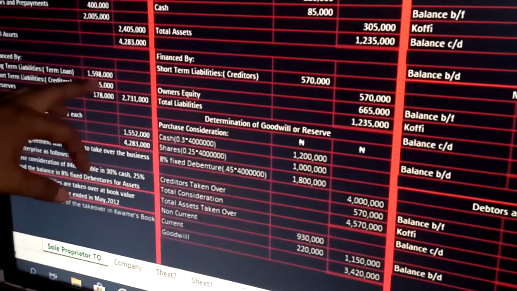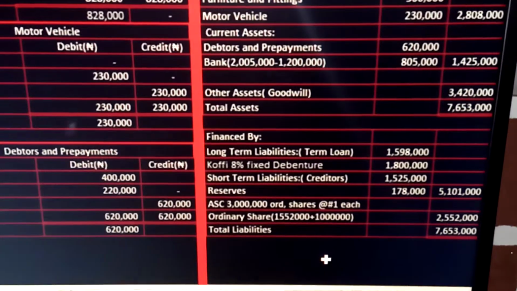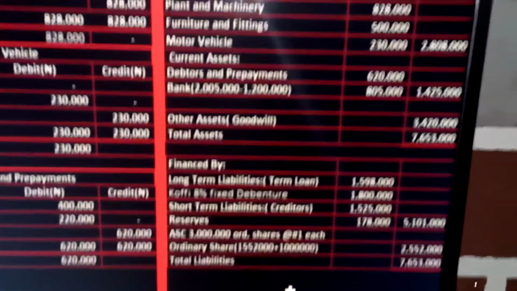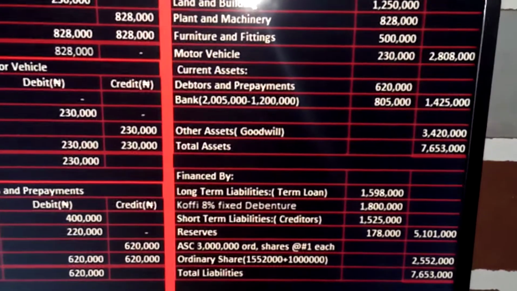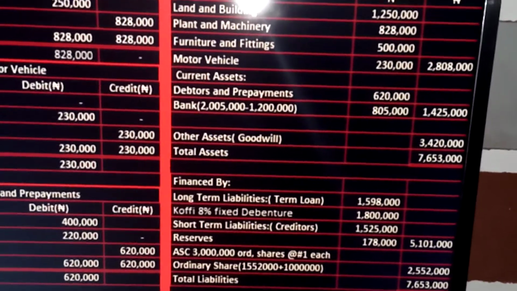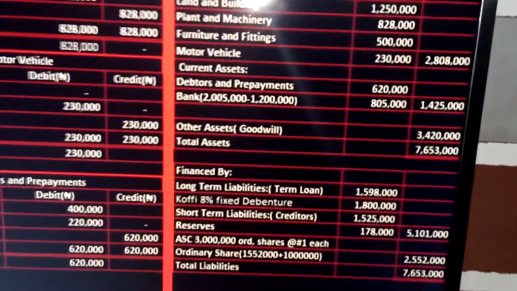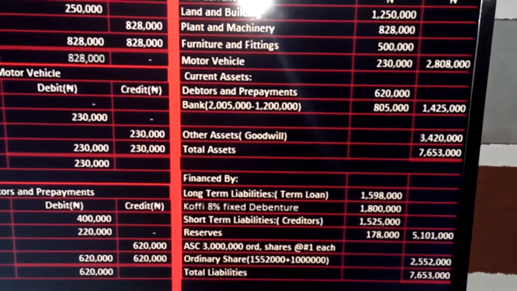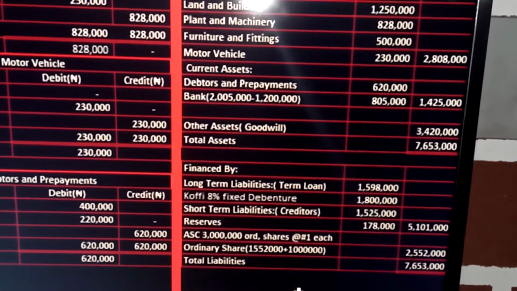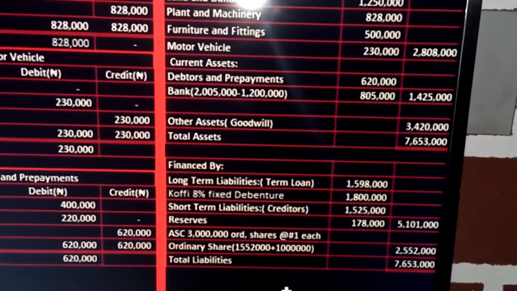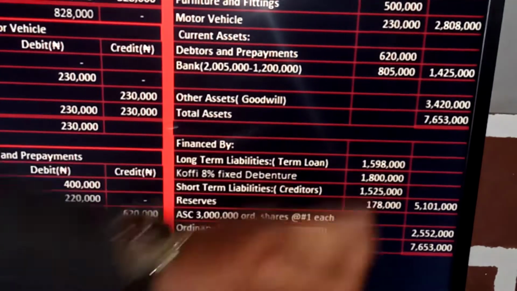Financed by, what's the long-term liability in Kwame's book? 1,598,000. You bring it, there's no adjustment. Kofi also got a debenture in the agreement. Remember, the 4 million was paid 30% cash, 25% shares, then 8% debenture. Debenture is a long-term liability. So 8% fixed debenture is the balance of the 4 million, which is 45% of 4 million. So that will be 1.8 million.